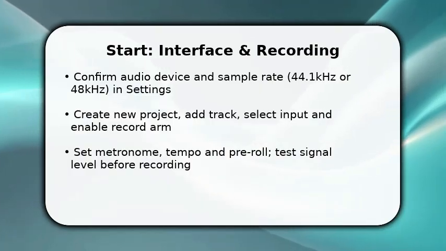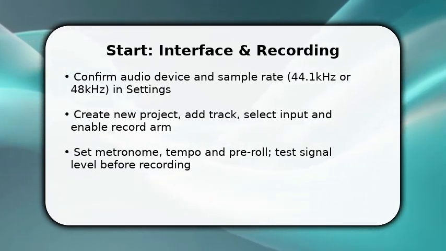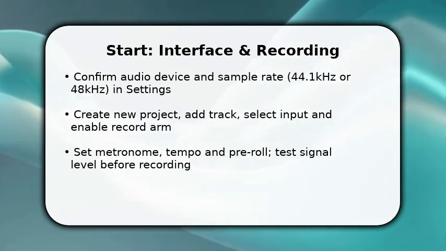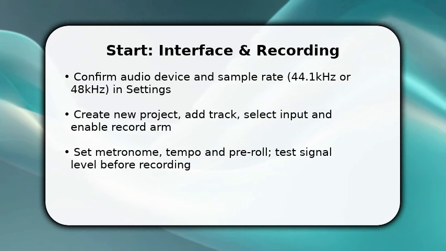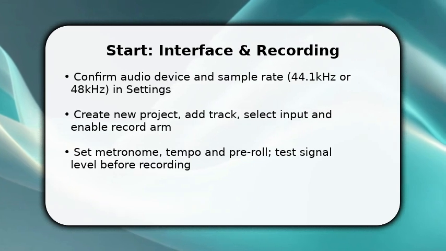You begin by choosing the audio interface and sample rate so recordings are clean. This matters for timing and CPU load. Once done, create a new project, add a mono or stereo track, and arm the track for recording. Make sure to select the correct input and monitor levels.